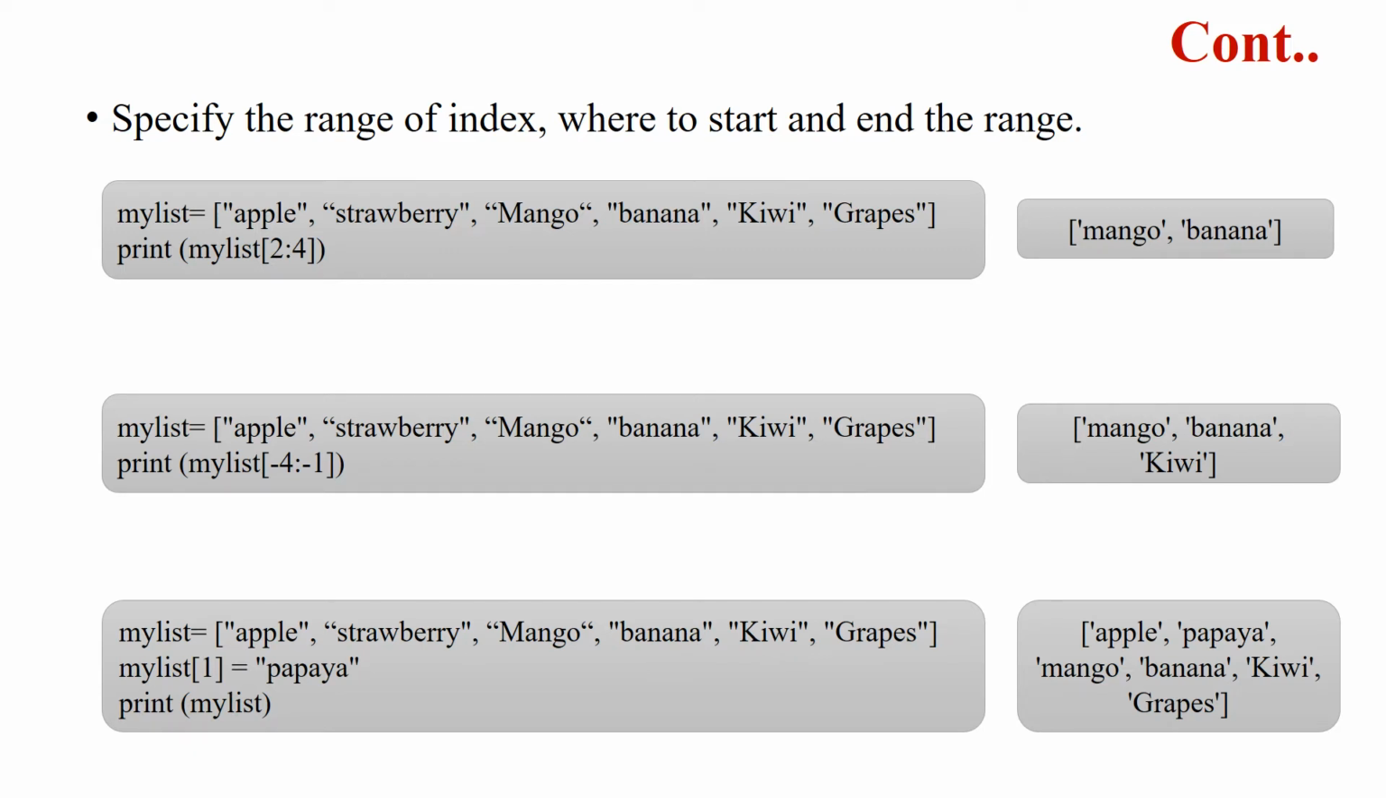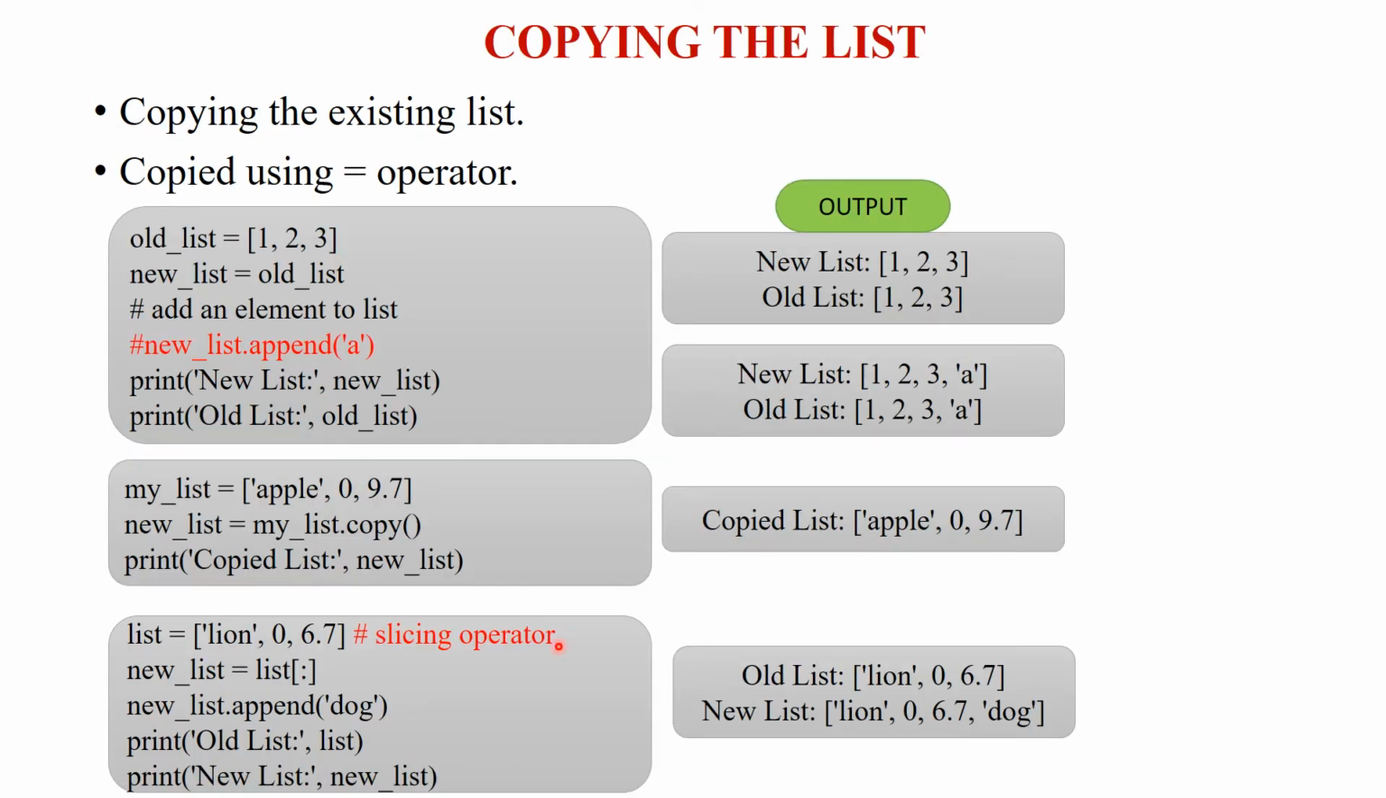The next one is how to copy from one list to another list. I have an existing list, which can be copied by using the equal operator. I have an old list with values 1, 2, 3. Now I'm going to copy this old list into the new list. Likewise, new_list is equal to old_list. If I print the elements in the new list, the same values that are in the old list will be printed.